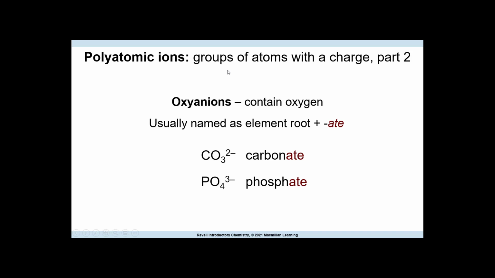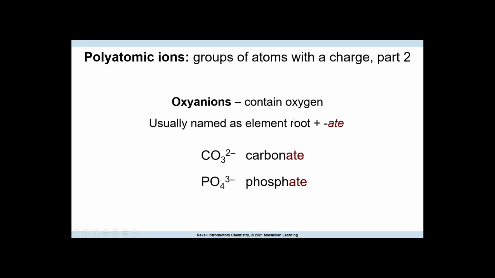Okay, so polyatomic ions are a group of atoms with a charge. Oxyanions are simple: they contain oxygen. They're usually named as an element plus ate. So what does this mean? Most of the common polyatomic ions contain oxygen. These are called oxyanions. We name oxyanions by adding the suffix ate to the root of the element. So the oxyanion from carbon now has an oxygen with it. And here on this bottom one, we have phosphorus, which now has an oxygen added.